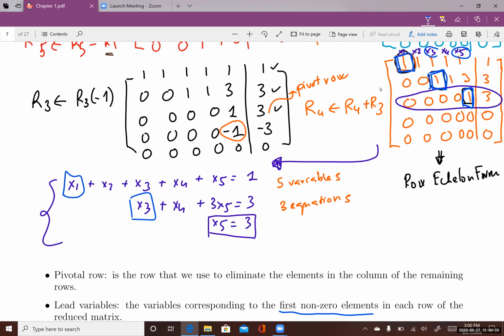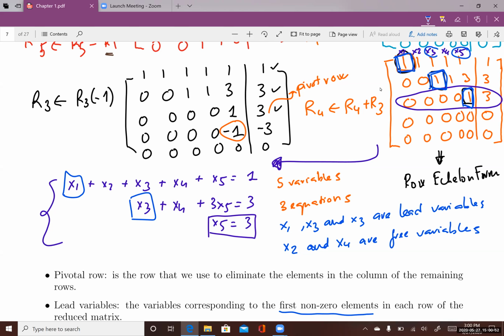So according to this matrix, I have x1, x3, and x5 as the leading variables. So the rest of the variables, x4 and x2, right? Let's say x2 and x4 are free variables.